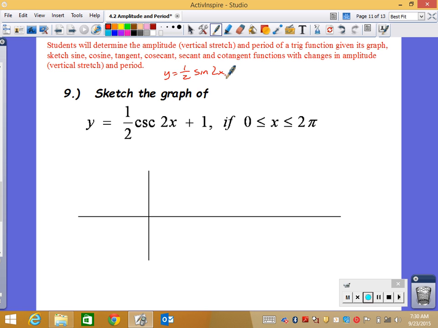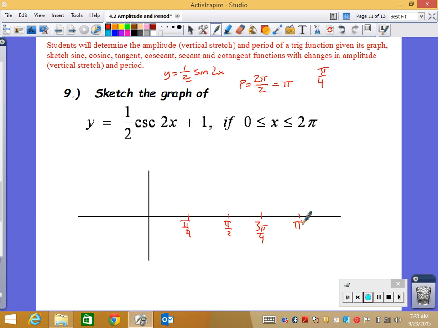It's an amplitude change. Its amplitude is 1/2, and the period now is 2 pi, because that's the original period of sine, divided by 2. So I have a period of pi. I'm going to draw out 4 key points, so my key points are going to be pi/4 away from each other. Pi/4, pi/2, then we get 3 pi/4, and then pi.